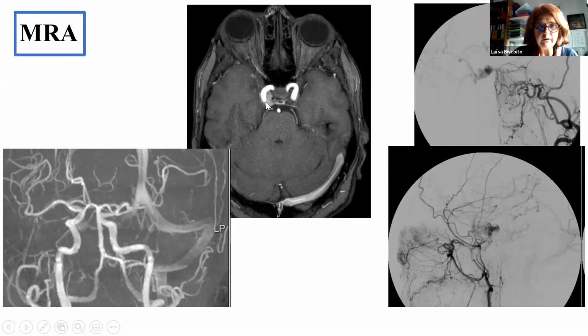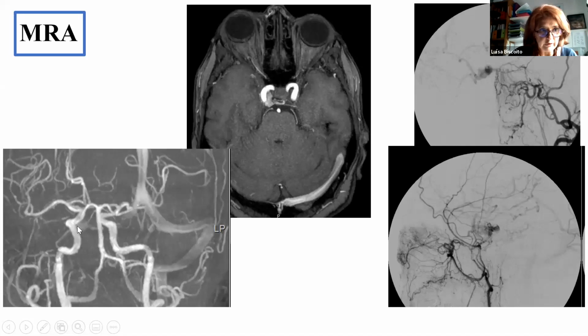On the MRA, on the source image reconstructed by MIP, we see the arterialized cavernous sinus, so we should not see bright signal on the veins in the TOF sequence for the artery. So if we see this, it means that this has increased speed in the cavernous sinus. And here in this case, this is the reconstruction.